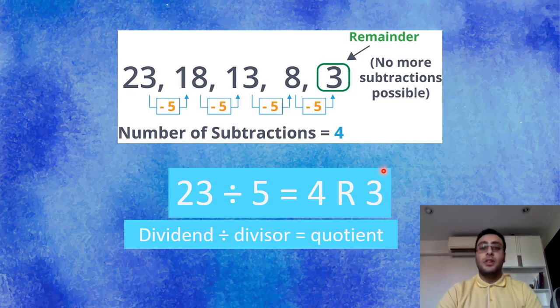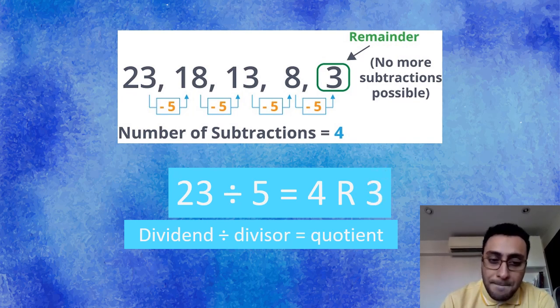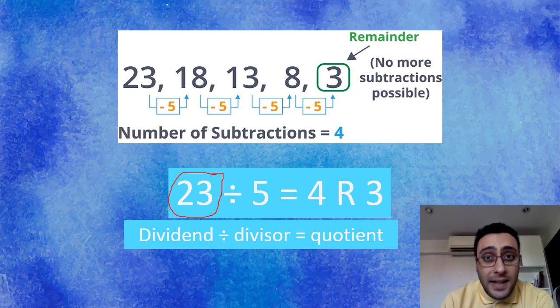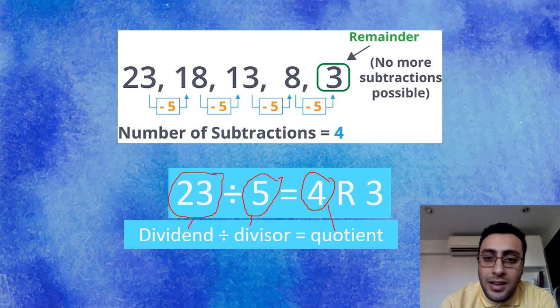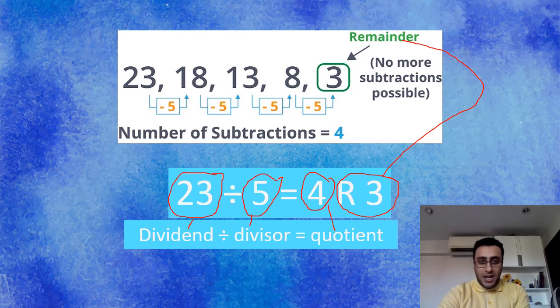Okay? So, remember, this is our dividend. Very good. This is our divisor. This is our quotient, like this. And this one is our remainder. Okay? So dividend, divisor, quotient, and remainder.